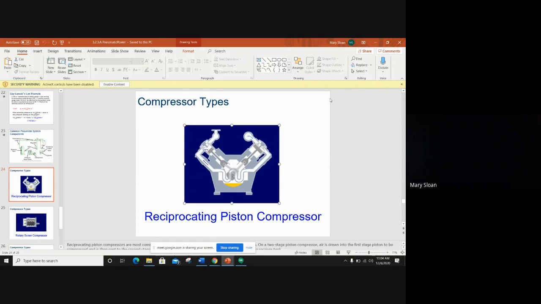So on this reciprocal piston compressor, you have pressure that's coming in. What is this right here? A cylinder, a piston, right? And then you have another piston out here, right? And you have a relief valve up here. And that's where the oil sits on the bottom.